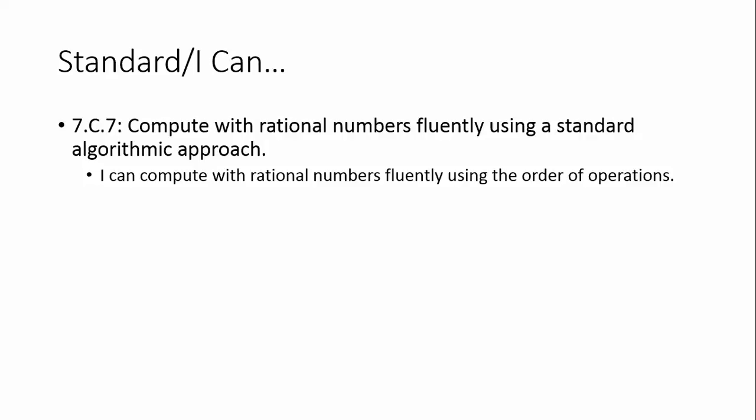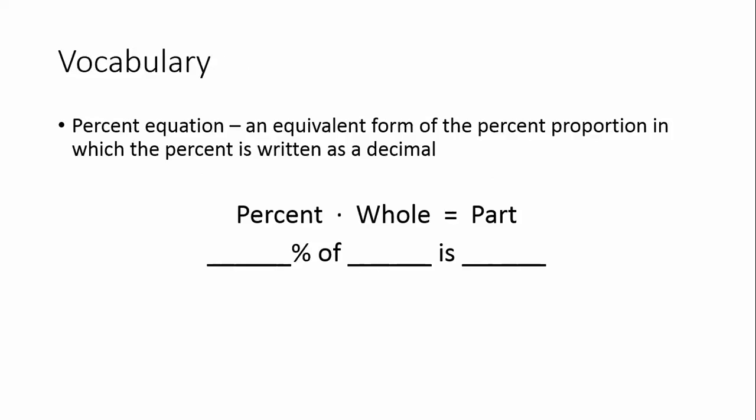order of operations. So the percent equation is an equivalent form of the percent proportion where the percent gets written as a decimal. What you do on this one is the percent times the whole will give you the part. And because we associate the word of with whole and is with part, oftentimes you'll hear me say blank percent of blank is blank. Remember that of means multiplication and is the word that indicates the equals sign. So you take the percent, multiply it times the whole number, and it will give you the part.